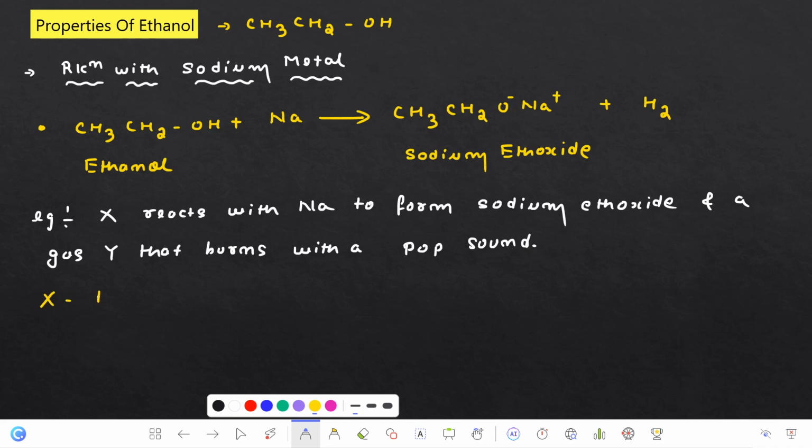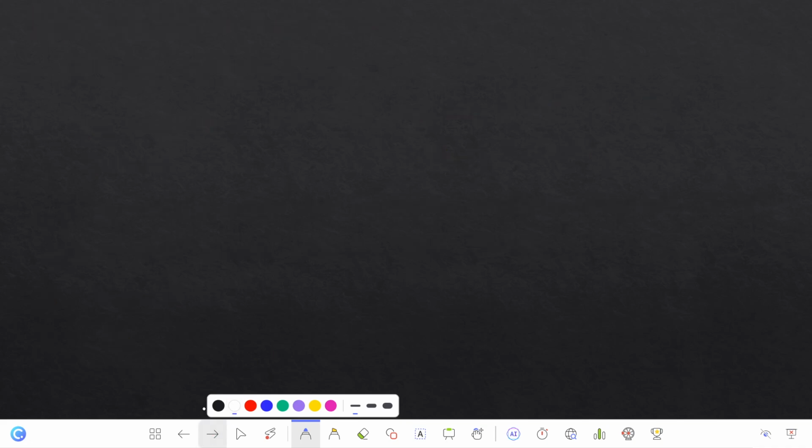So obviously X will be what? X will be ethanol because ethanol reacts with sodium metal to form sodium ethoxide and a gas Y that burns with a pop sound is what? Hydrogen gas, because hydrogen gas is the only gas that burns with a pop sound. Okay, done.